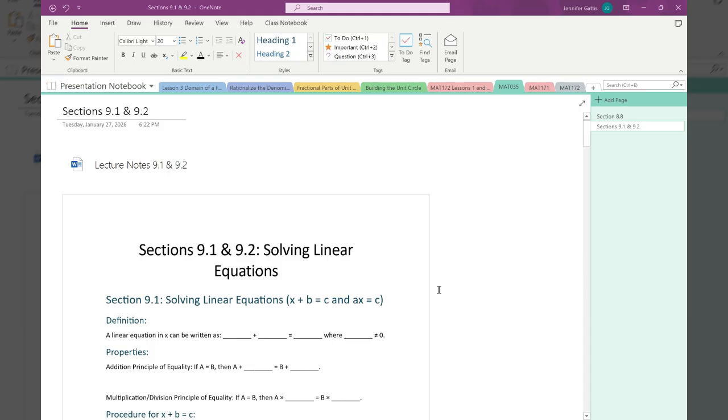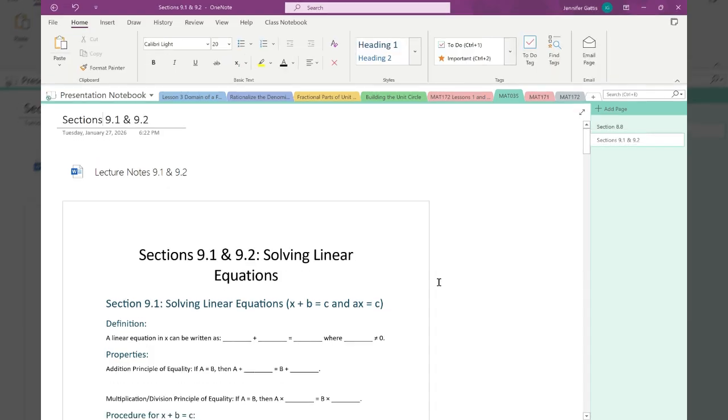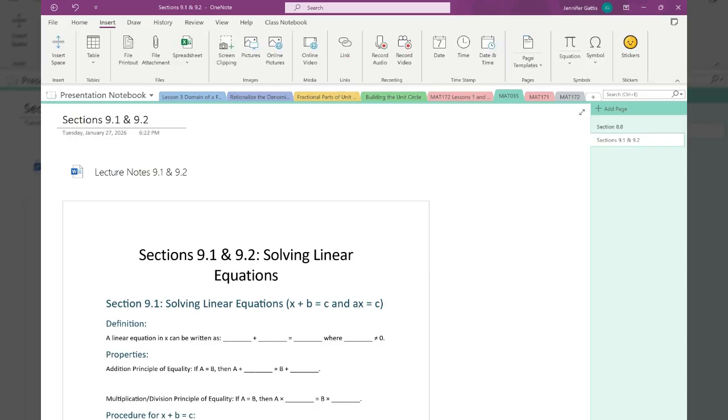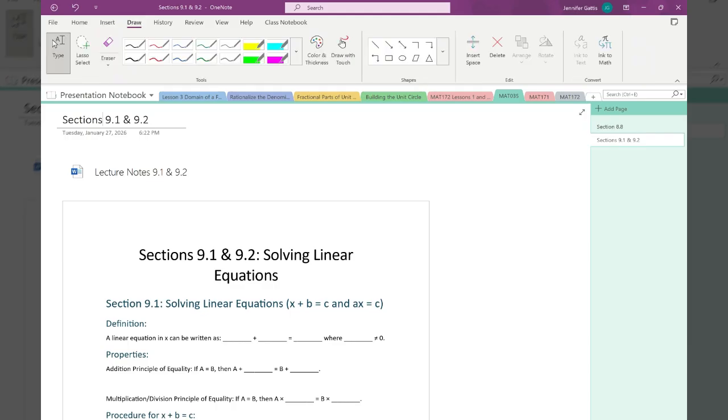There will be opportunities for you to engage with this lesson throughout the video. So remember, if you have any questions about this, please reach out to me. So this first part of sections 9.1 and 9.2 is going to focus on section 9.1.